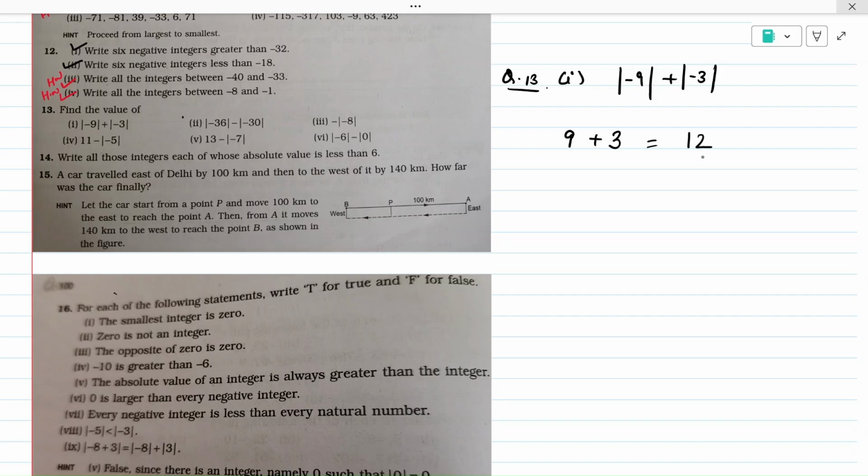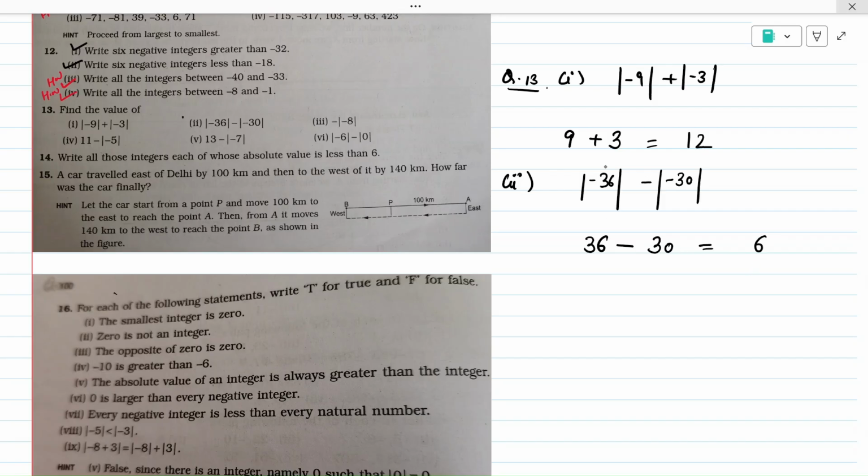This is the answer. Now let's go to the second question, where we have minus 36 minus minus 30. So the absolute value of minus 36 is 36. This outside minus is as is. The absolute value of minus 30 is plus 30. So when we solve this, we will get the answer as 6.